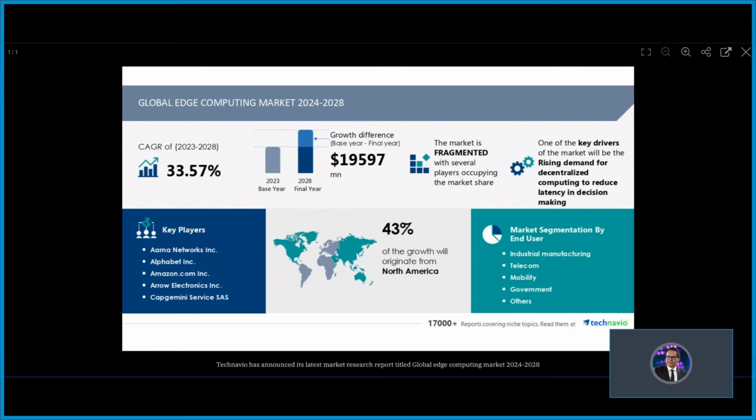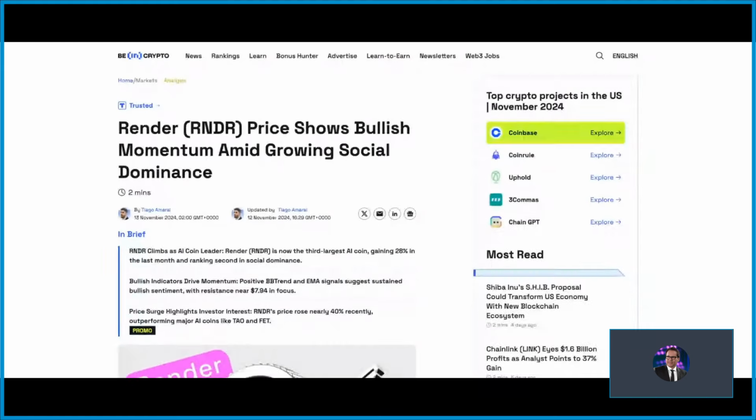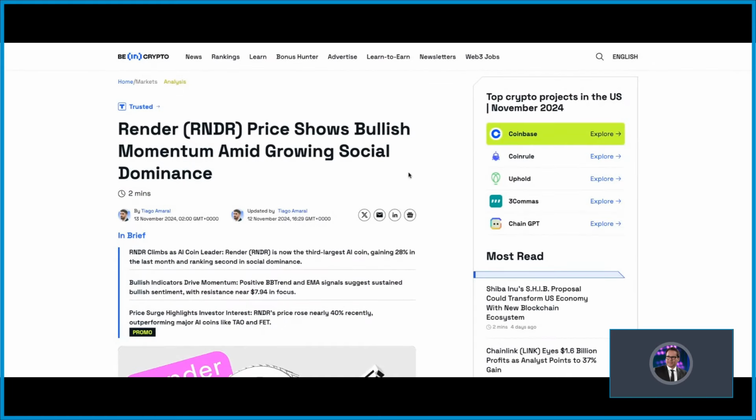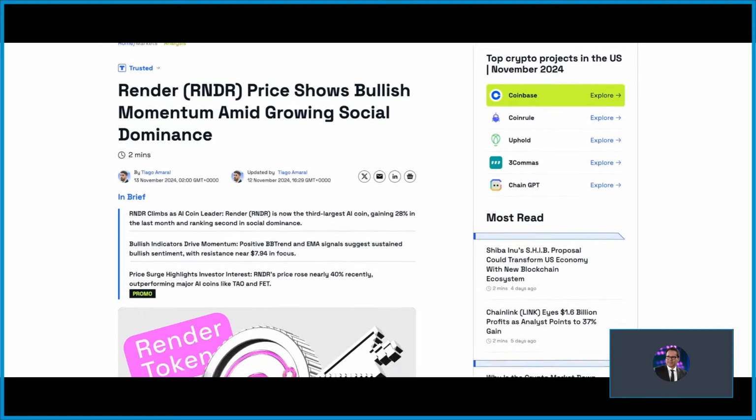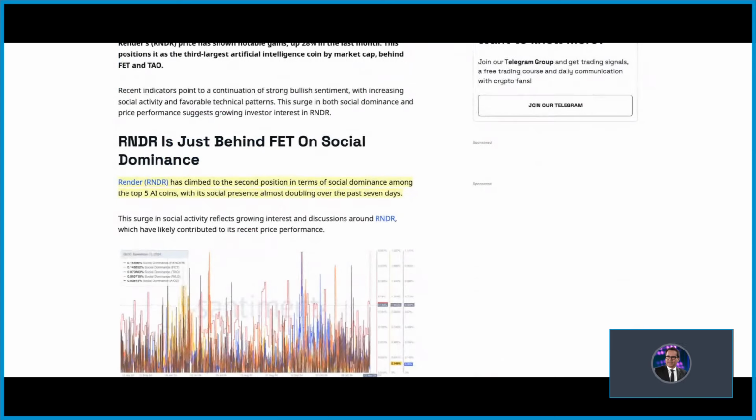Other things that I'm watching right now is the Render price. I'm going to go over to a chart real quick. Render, of course, showing bullish momentum. This is all AI tokens. I think AI is going to continue to be a dominant sector in there. And one of the things that you have to consider with Render is, first of all, its social dominance. Let me zoom in on that.